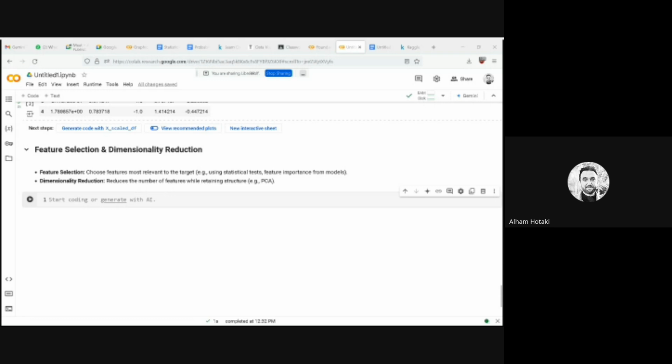So that's an important question that you always have to ask, and before doing any model development, you have to think about whether it is possible and required to keep all those features or not. Another thing, for example, is to choose features most relevant to the target using statistical tests and feature importance from models.